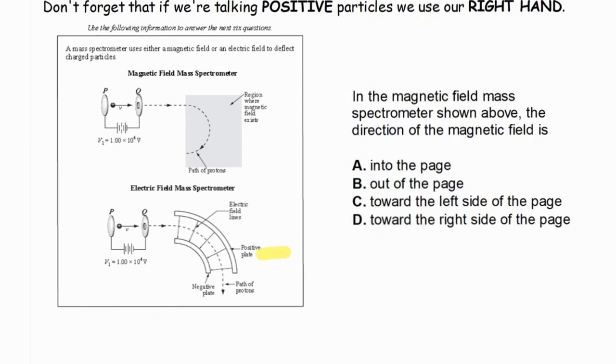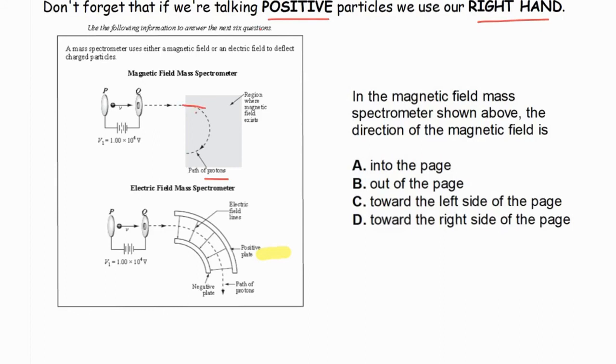In this question now, I'm dealing with positive particles. So in the mass spectrometer, so that's the top one, I want to know the direction of the magnetic field. Here I am dealing with a type of question that we'll see a bunch. I'm using my third hand rule, I'm using my right hand because these are protons. So I need to be using my right hand because these are positive particles.